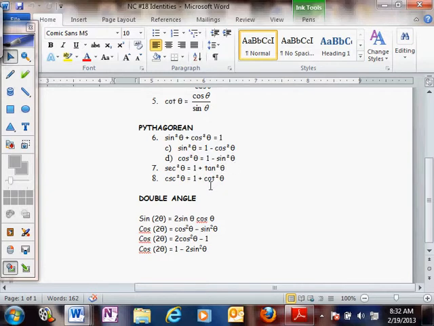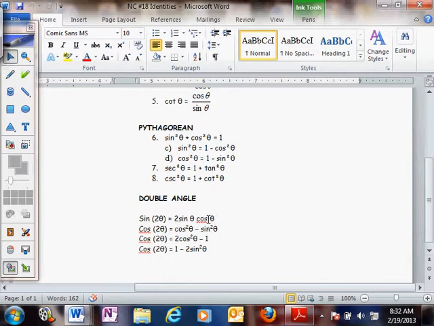And then here we have a couple more. Secant squared theta is equal to 1 plus tangent squared theta. Cosecant squared theta is equal to 1 plus cotangent squared theta. And then we have these double angle formulas that we'll be using also. The first one is sine of 2 times theta is equal to 2 times sine theta cosine theta.